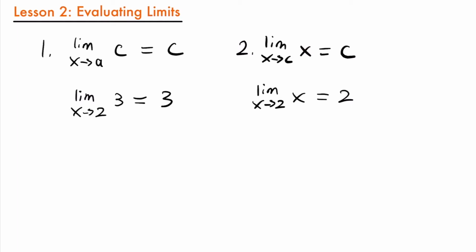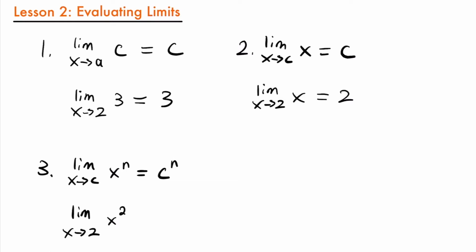Our third basic rule for evaluating limits is that if we have a limit as x approaches some value c of a function x to the n power, and that could be any number, it could be a 1/2 power, which would be a square root, or it could be 2, just x squared, then our answer would be c to that power that x was raised to. So for example, the limit as x approaches 2 of x squared would be equal to 2 squared, which is equal to 4.